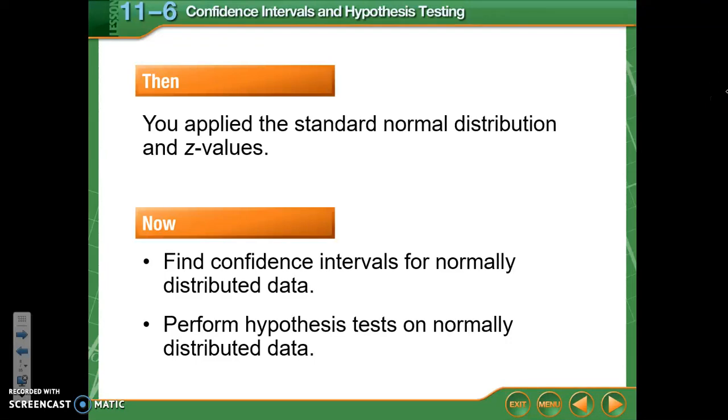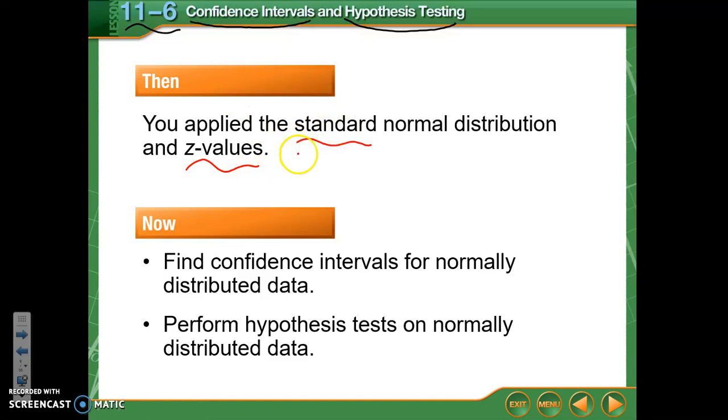Hello, we are coming to the end of our chapter on statistics. We're in the last section, section 6, and there are two main ideas in this section. One is confidence intervals, and one is hypothesis testing. These are basically ways that we analyze the data that we have compared with the mean and make some assumptions about the population. So what we've been doing up until now is applying what we called our standard normal distribution and our z-values to some data.